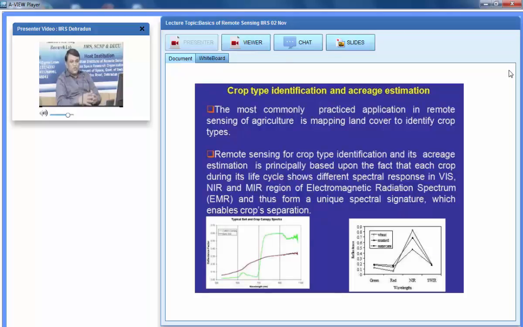Now we will come to our topic, that is how one can estimate or discriminate crop type. There are different types of crops grown in different regions. In the Indo-Gangetic plain, you will find mainly a monocrop region like the rice-wheat system. Rice is grown in the Kharif and wheat crop is grown in the Rabi season.